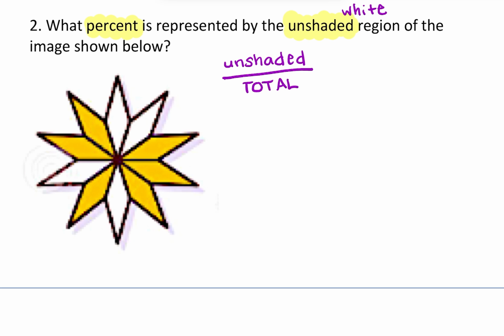So the unshaded would be 1, 2, 3, 4. So 4 unshaded. And then the total would be 1, 2, 3, 4, 5, 6, 7, 8, 9, 10. So there's 10 total. And then we can write our DFP to figure out what part of it we need.